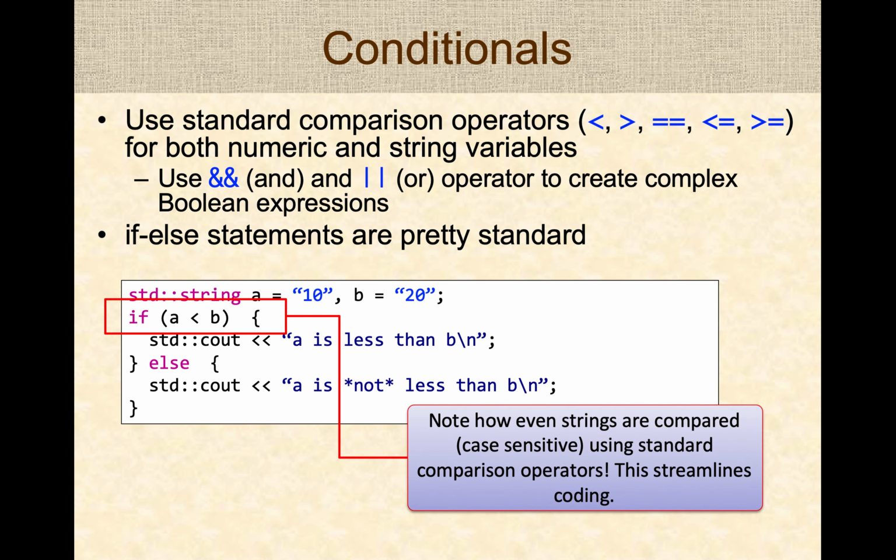In this example, note that variables A and B are strings, but even though they are strings, we are simply using standard comparison operators. We're not using any special methods and such that you may have to in other languages. So using these standard comparison operators for all data types streamlines coding and makes overall interpretation and understanding of programs much easier. So you should always try and use the standard conditional operators for comparisons in C++.